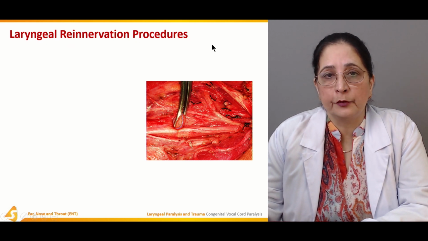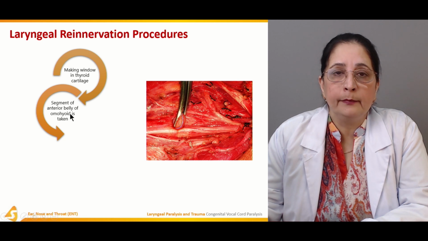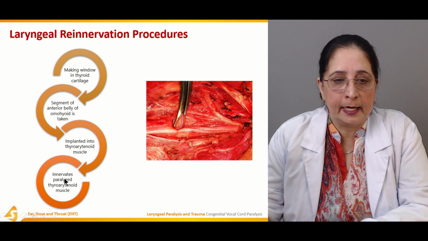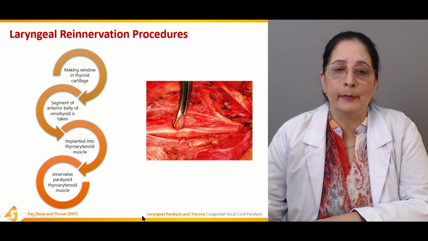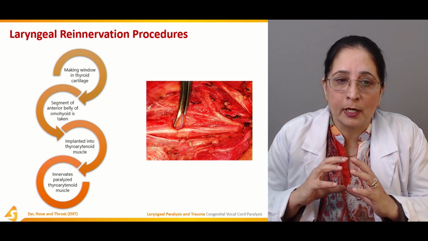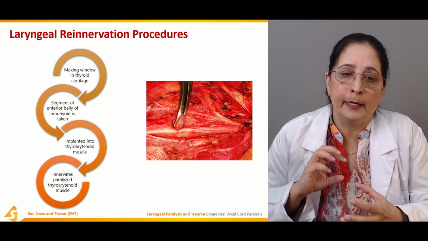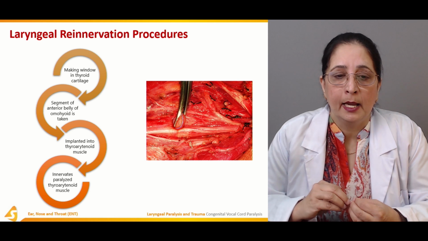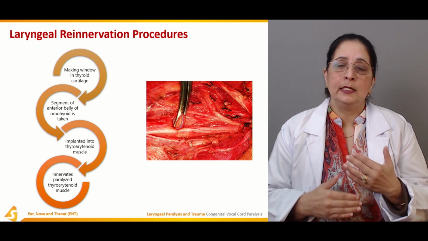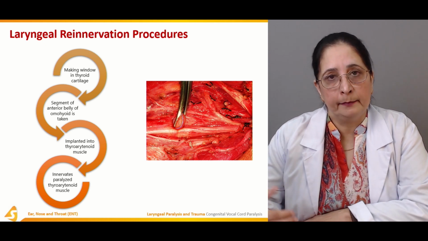Laryngeal re-innervation procedures. A window is made in the thyroid cartilage, then a segment of the anterior belly of omohyoid is taken and implanted into the thyroarytenoid muscle, and it innervates the paralyzed thyroarytenoid muscle. So these are the different treatment options performed for different causes of paralysis and how bad the effect is.